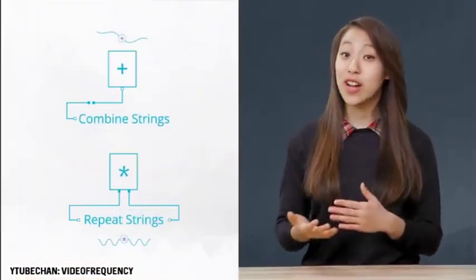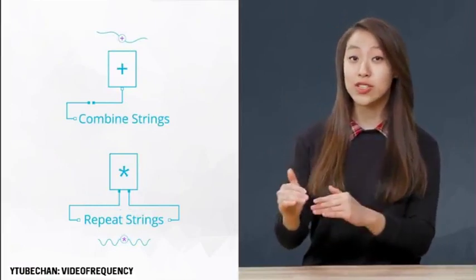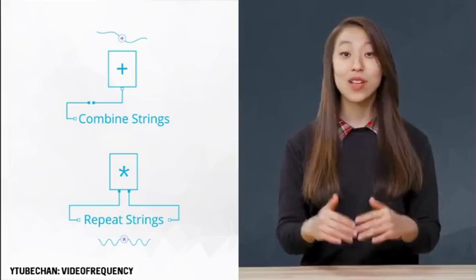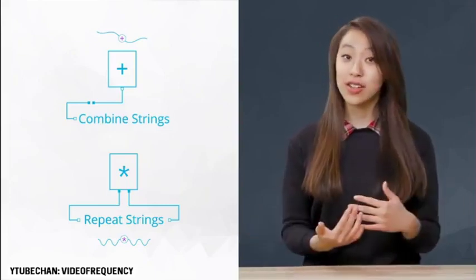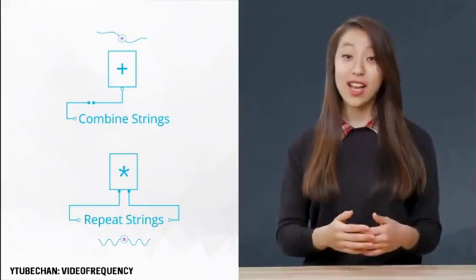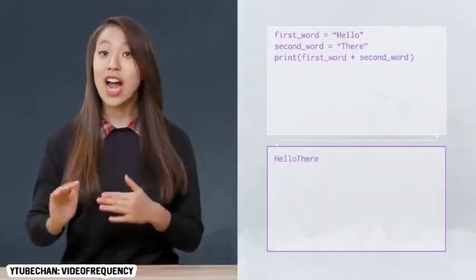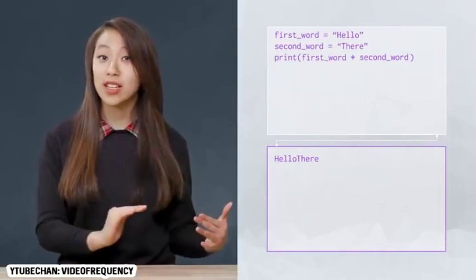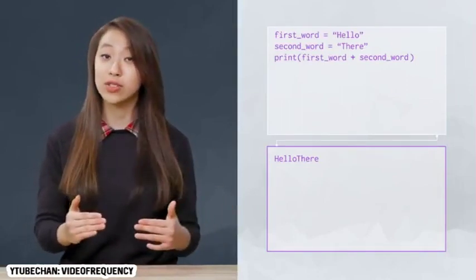Once our strings are defined, there are a few operations that are used for integers and floats that we can also use for strings. For example, we can use the plus sign to put strings together, and we can use multiplication to repeat strings. Let's look at an example of each. Here, our variables are holding two words. We can use the plus sign to concatenate the two strings together and print the result.